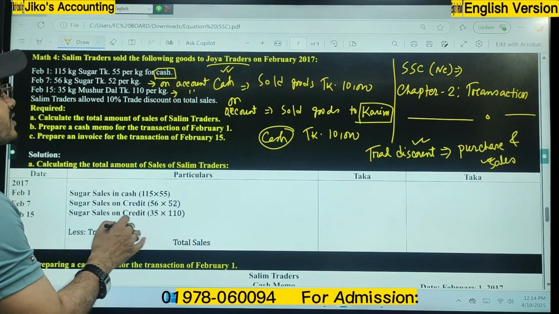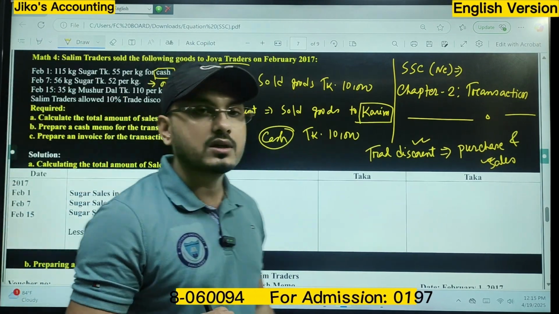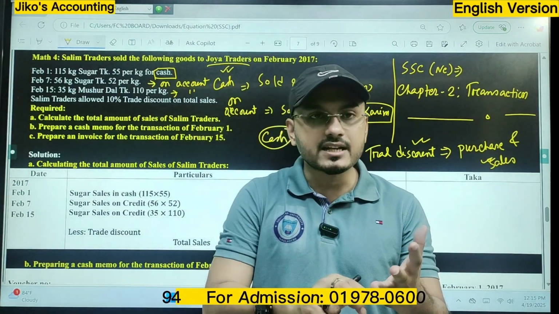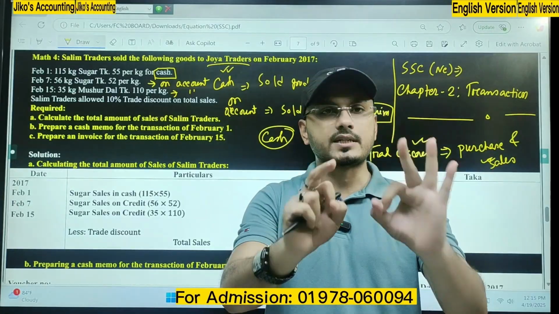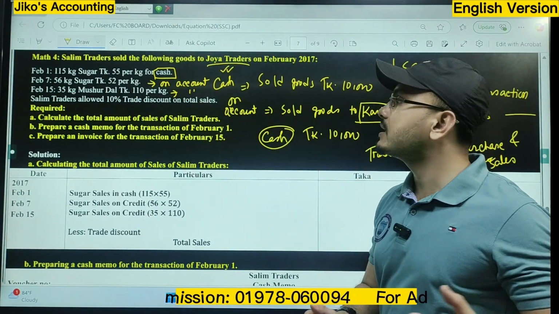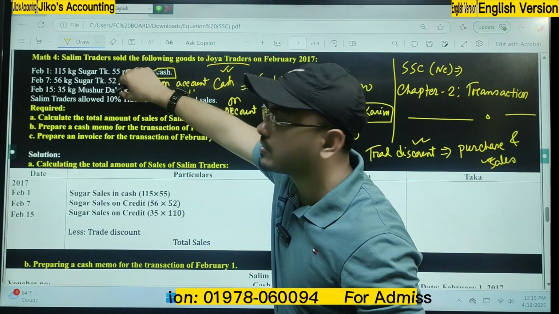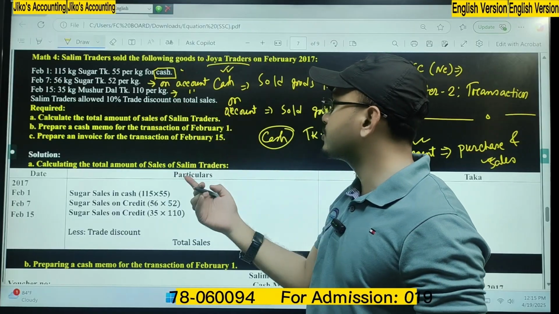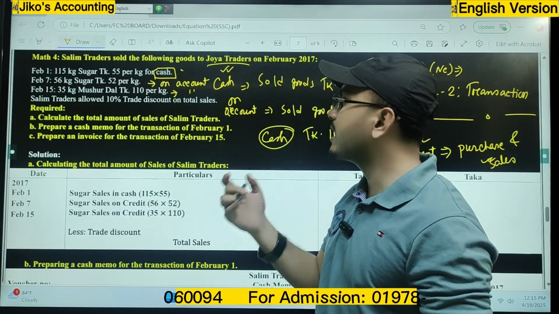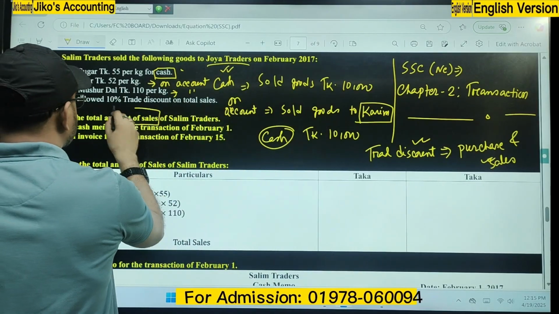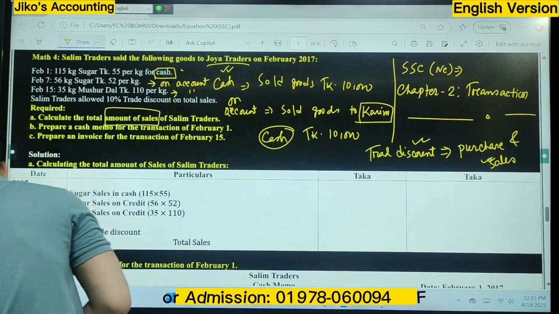What have we been told in requirement number 8? Calculate the total amount of sales of Salim Traders. Whenever you have been told total amount of sales, it might be cash or on account. Everything would be included here. If we had been told to determine the total amount of on account sales, only these two would be included here, not the cash one. But we haven't been told that. We have been told to identify the total amount of sales. So total amount of sales means cash plus on account.